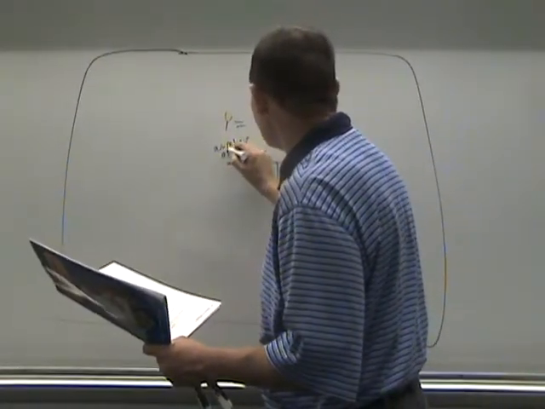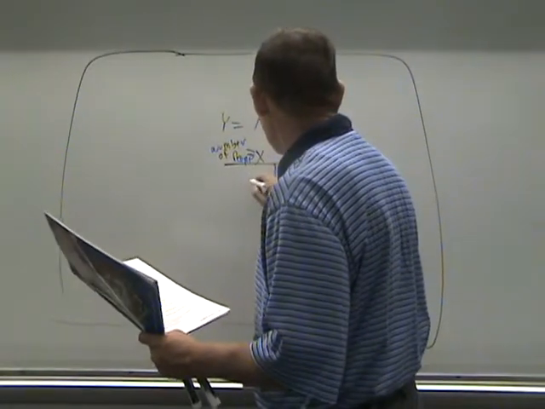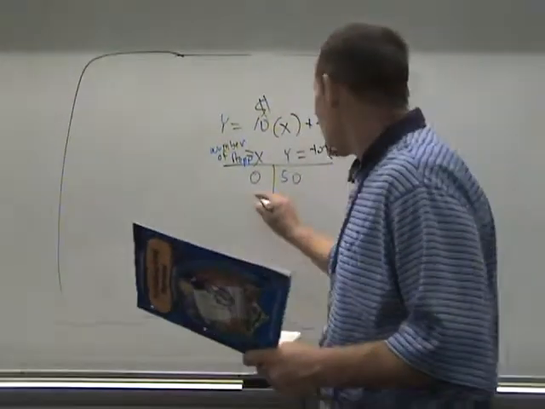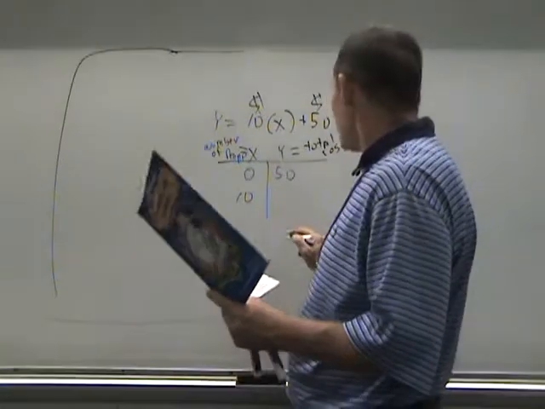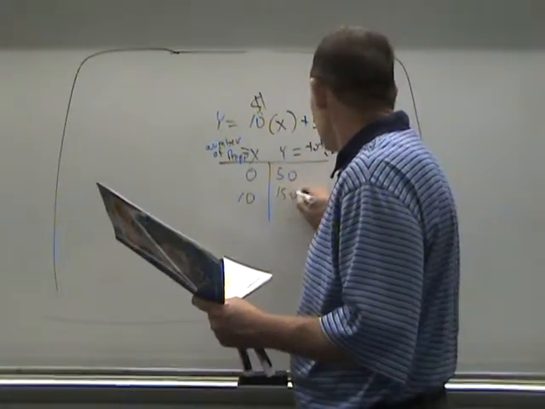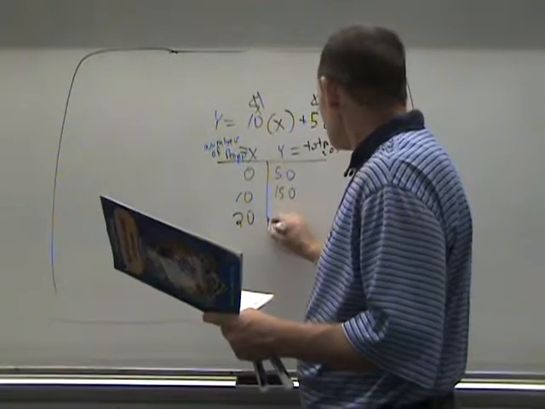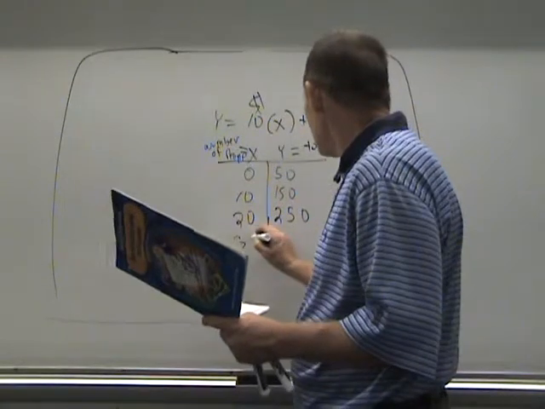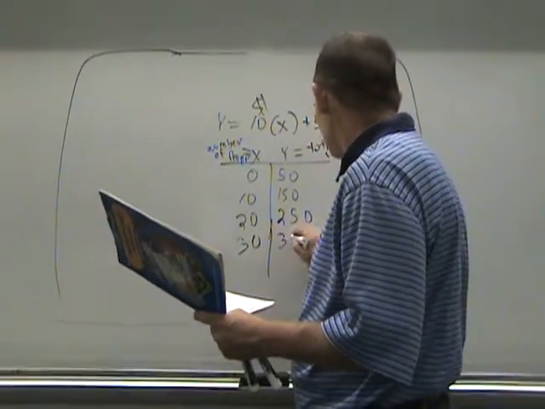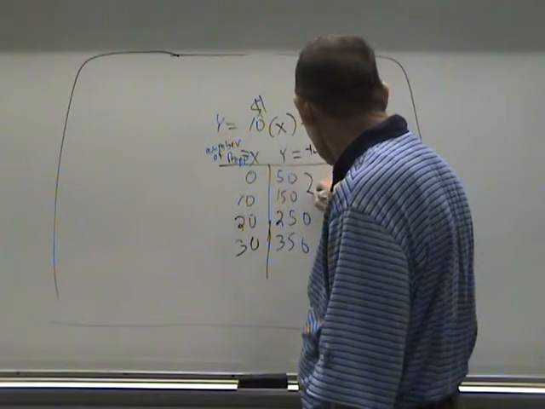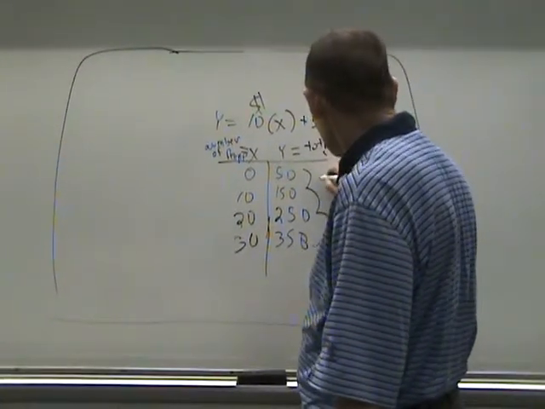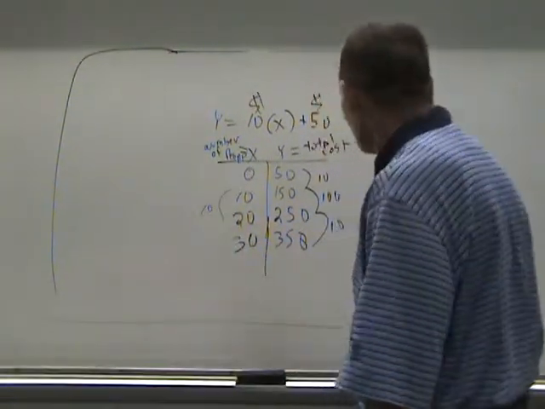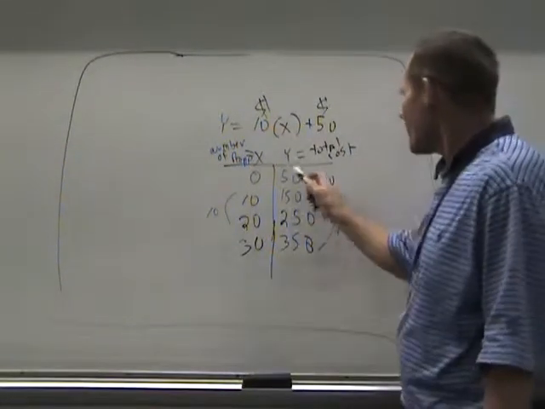Okay, number of people. So if 0 people go, it's still going to cost $50, isn't it? Right. If 10 people go, it's going to cost how much? 150. If 20 people go, 250. If 30 people go, 350. So what does that tell us? It's increasing by what? $100. Okay, and this is increasing by 10, isn't it? Yes. So we can find the slope by dividing.